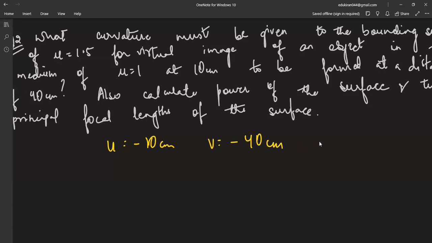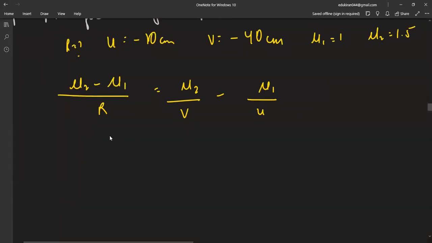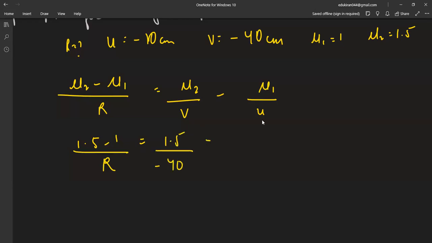Then you have mu1 as 1, you have mu2 as 1.5. Everything is there. R is missing. We can calculate the radius of curvature using the spherical formula: mu2 minus mu1 by R is equal to mu2 by V minus mu1 by U. So when you substitute in everything, this becomes 1.5 minus 1 by R is equal to 1.5 by -40 minus mu1, which is 1, by U, which is -10.